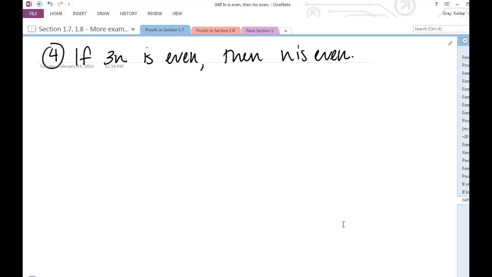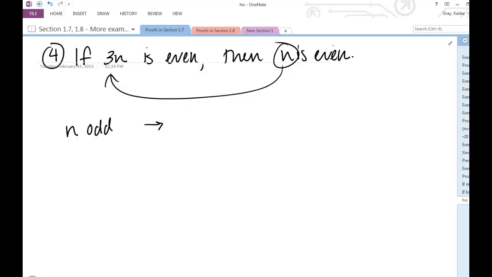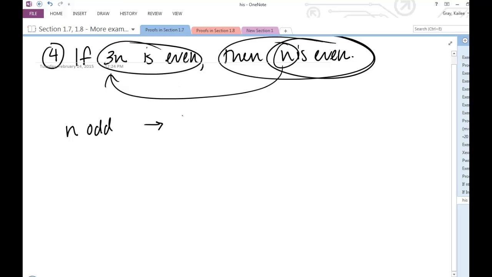So let's see. If we were doing a direct proof of this conditional statement, we'd start by assuming 3n is even and trying to conclude that n is even. I think I'm going to go with a proof by contraposition here because it's easier for me to go to n odd implies, right, because that's the negation of my conclusion here. The negation of n is even is n is odd. And the negation of my hypothesis is 3n is odd, okay?